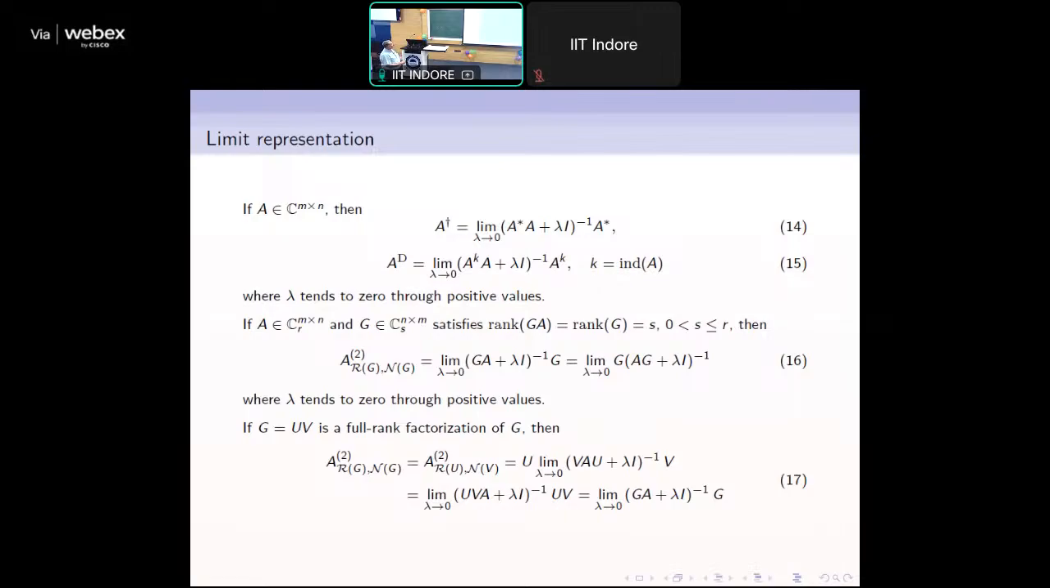Here is a limit representation of generalized inverses. There is a well-known limit representation of the Moore-Penrose inverse. The lambda I plus A term is related with Tikhonov regularization.